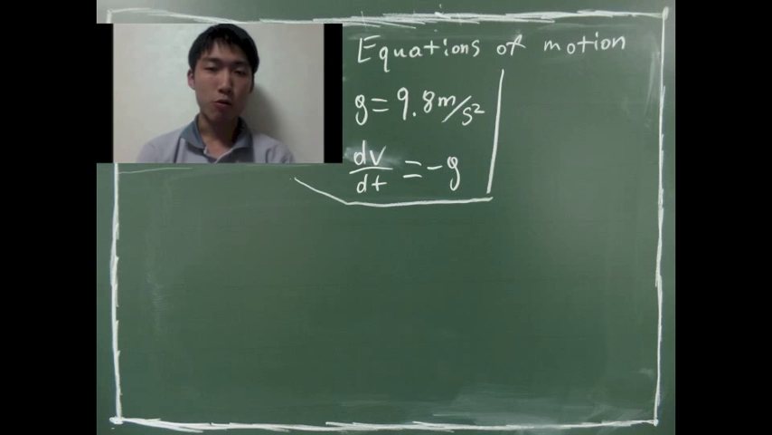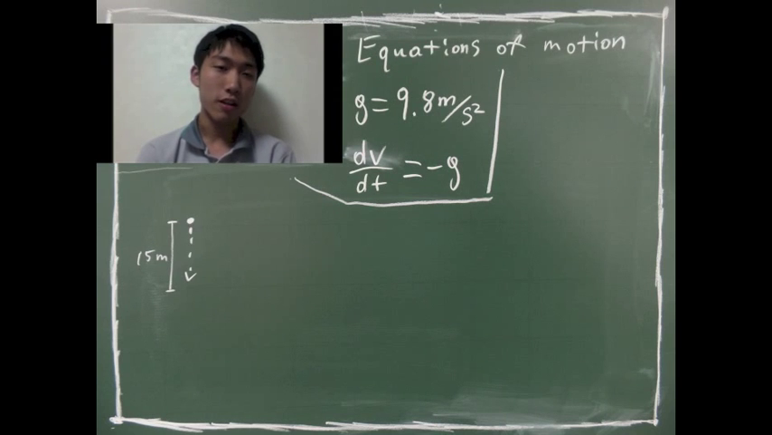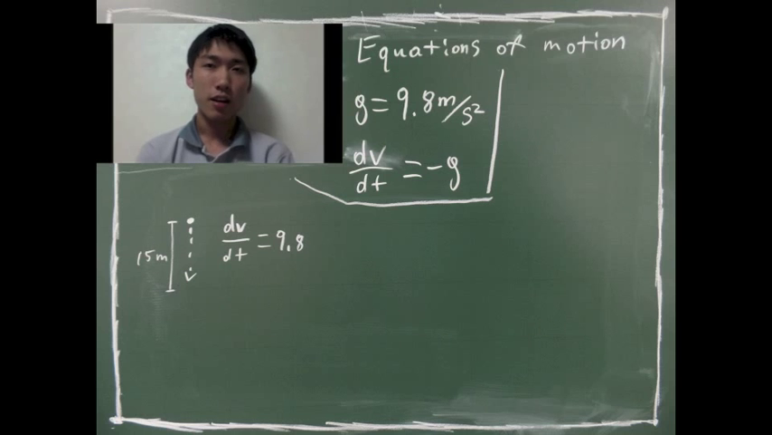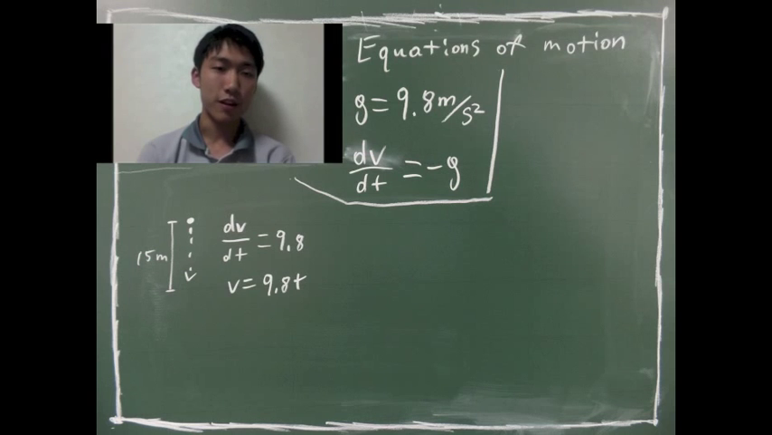Now let's try an example question using this concept. How long would it take for a ball dropped near the surface of the Earth to travel 15 meters? We approach the problem by first stating that dv over dt equals 9.8. And then, when the antiderivative is taken, we can see that velocity v equals 9.8t plus c.